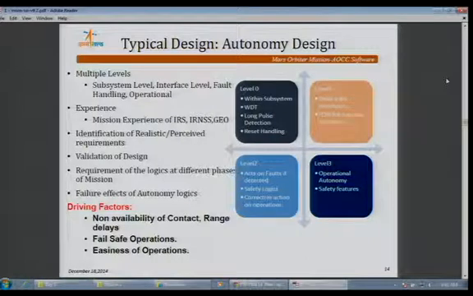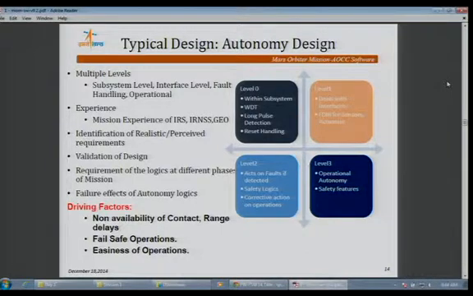So another major design, which was covered in yesterday's presentation also, is the autonomy design. Basically here I will briefly say that the mission experience of our IRS program, IRNSS program, and GeoSat program have been combined to identify the realistic and perceived requirements and address them at different phases of the mission, like the earthbound phase, the cruise phase, and the Martian phase. The major addressing was of the failure effects of the autonomy logic itself, which have been addressed in very many places, and which we have been testing at every stage.